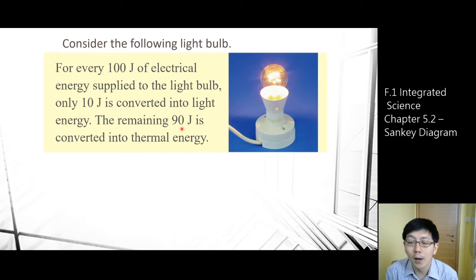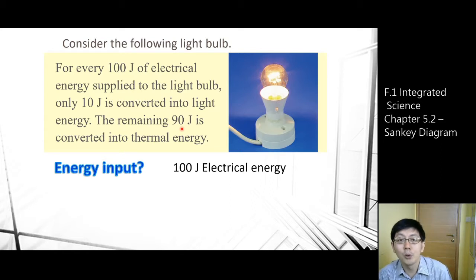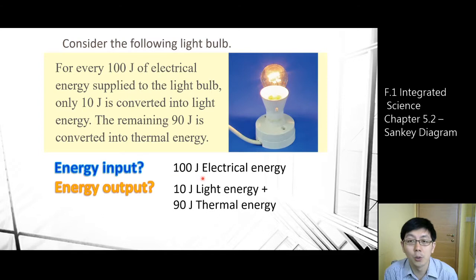So what are the useful and non-useful energy forms? What are the energy input and energy output for this case? The energy input will be 100 joule of electrical energy, and the energy output, there are two of them: 10 joule of light energy and 90 joule of thermal energy.